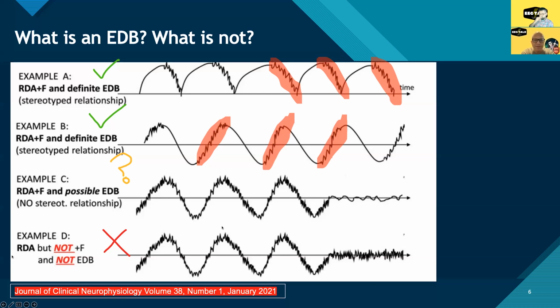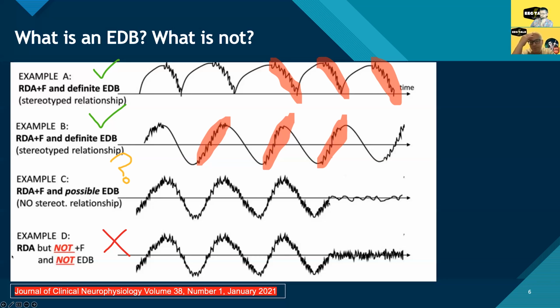Right. Yeah. So if we go up to the top, we can see some examples of rhythmic delta activity where there's a consistent phase relationship. So the hair is either on the upgoing part of the delta or on the downgoing part. And in example C, as soon as the rhythmic delta activity stops, the hair is gone, the hair falls off.